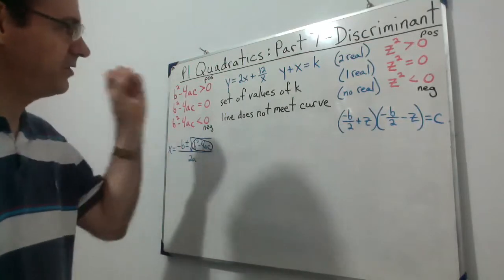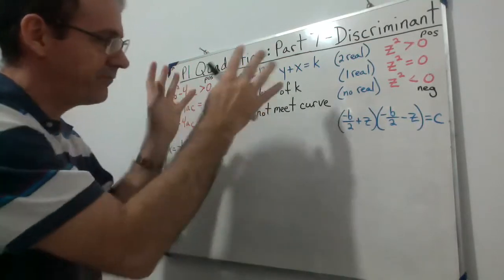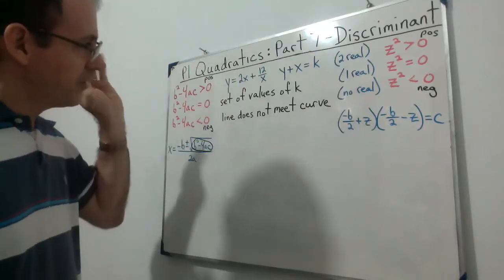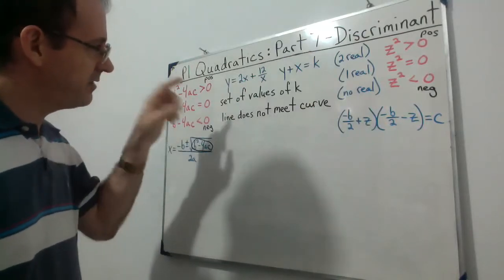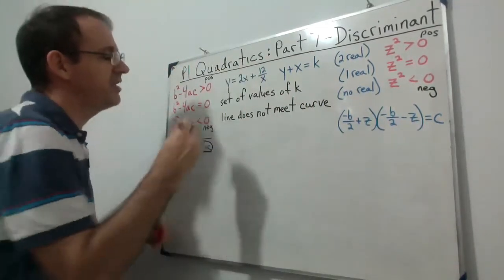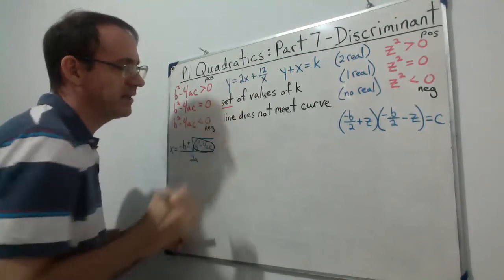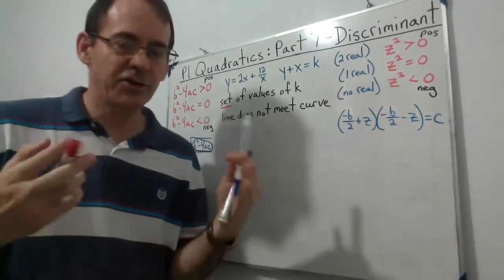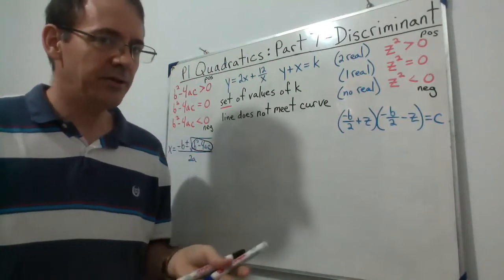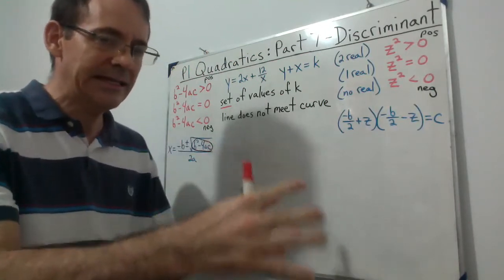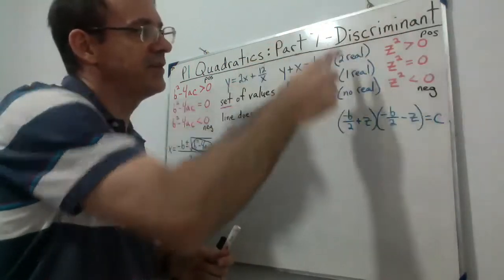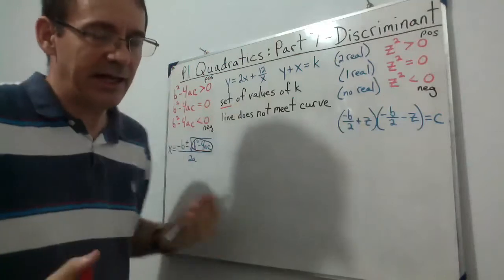So what we see in the instructions, and I've modified it a little bit to fit on the board, is that we want to find the set of values. Remember, I said when you see this word set of values, that is your clue that you're working with inequalities. So you're either going to have a quadratic inequality, or you're going to be working off the discriminant because the discriminant has inequalities.